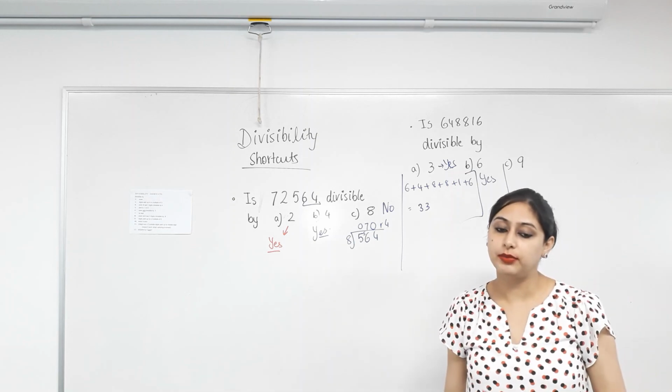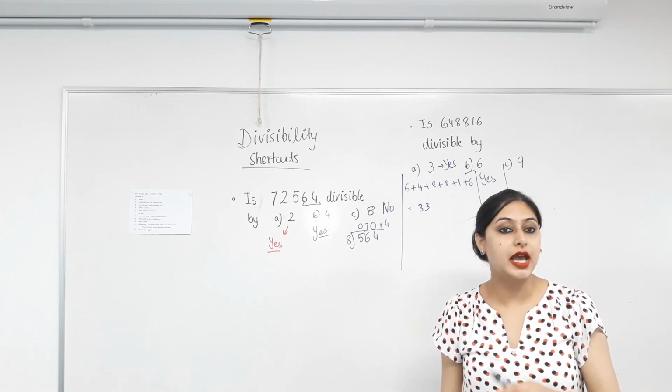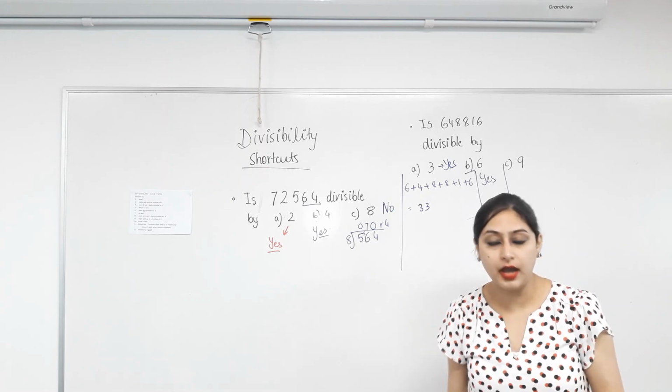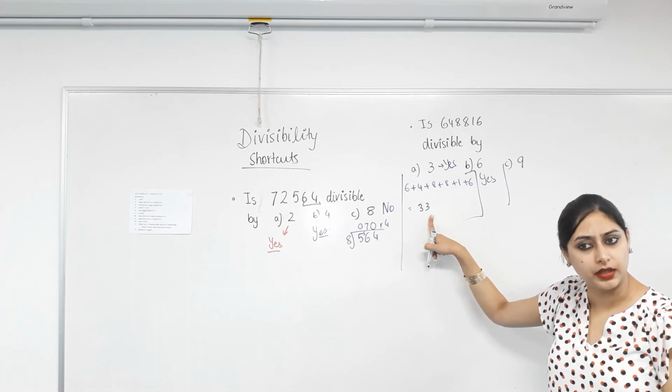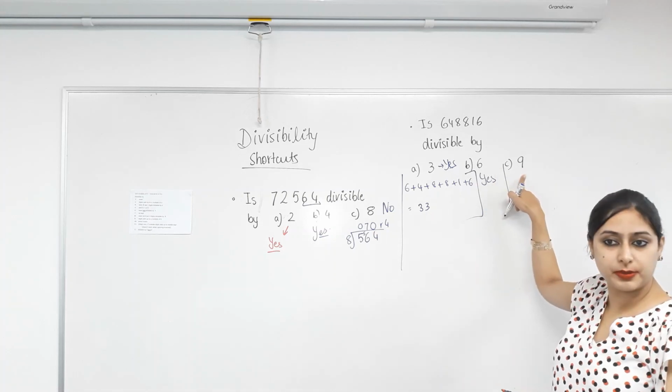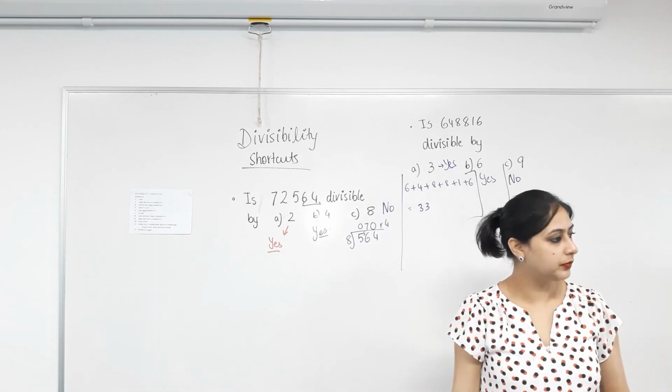Test for 9, please. Can you read it to everyone, please? Digits add up to a multiple of 9. Yeah, digits add up to a multiple of 9. So we've already added up the digits. Is 33 a multiple of 9? So will this number be divisible by 9? No. It's pretty easy, isn't it?